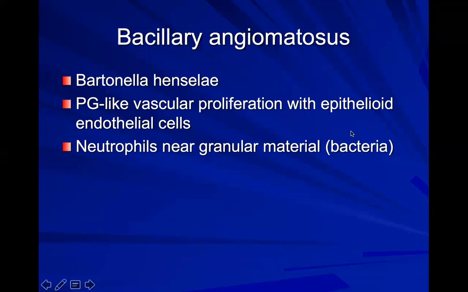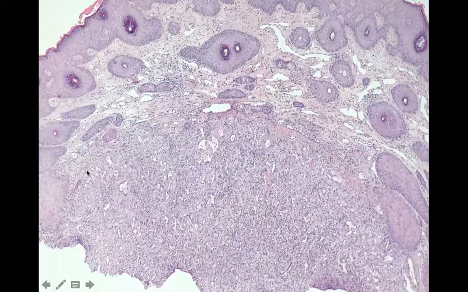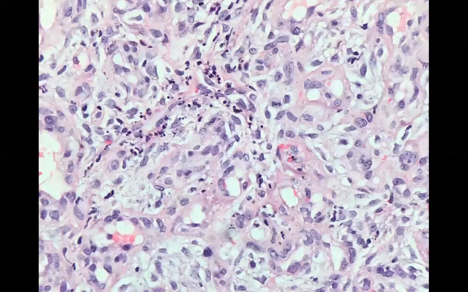In this case, you'll have these kind of rounder endothelial cells, and then you'll see collections of the bacteria. So in this section, you can see this vaguely nodular proliferation of increased blood vessels, right? So that's the amount of it that looks somewhat PG-like. And that's why it might look purplish clinically to you, is because of all the increased number of blood vessels.